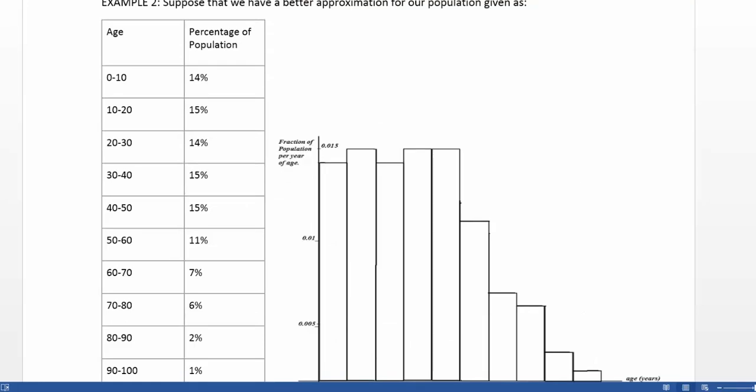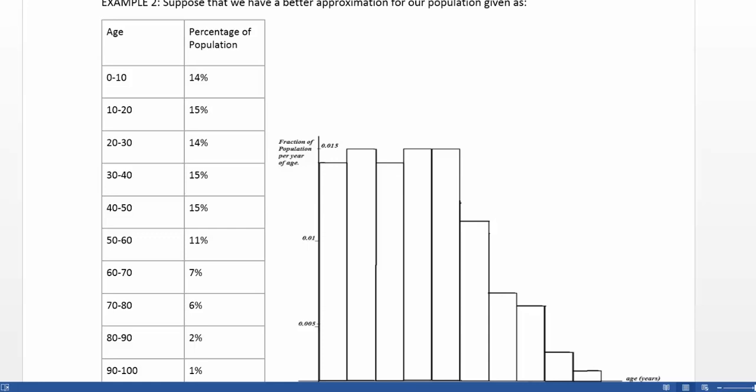Example 2. Suppose that we have a better approximation for our population. And now we have a new table and we have a new picture that goes with it. It's the same data that we had before, but instead of representing it over 20-year spans, we can now break it down and represent it over 10-year spans.